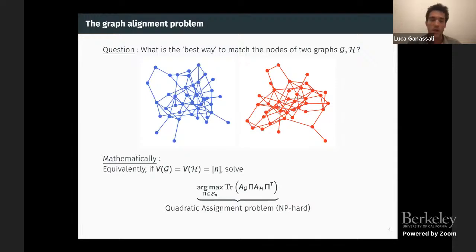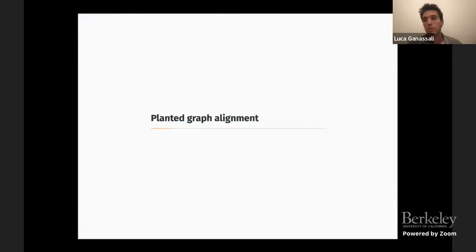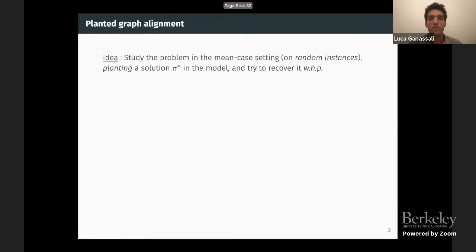What people usually do with these problems is that they study not necessarily the worst case version, but the mean case version. So this is what we are going to do now. The problem we are now looking at is the planted graph alignment. What is planted graph alignment? The idea is to study the problem in a mean case setting where the graphs are now random. So they are now drawn under a random model.